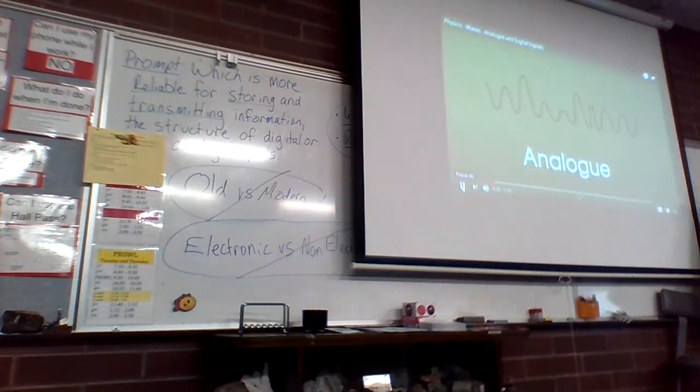Now let's look at a digital signal. So here we see that the signal can only take two values, either a 1 or a 0, which we sometimes call on or off. Digital signals are sent as a series of pulses of either 1s or 0s. Okay, so that's great, but which is better?